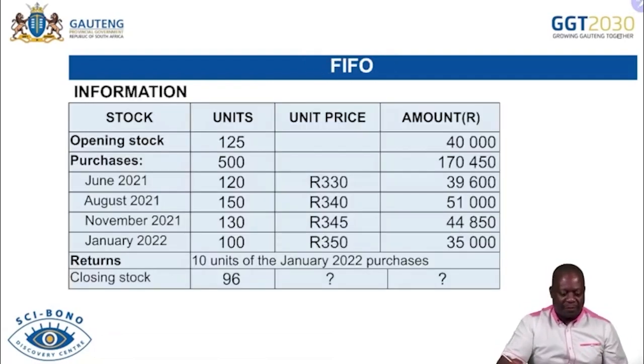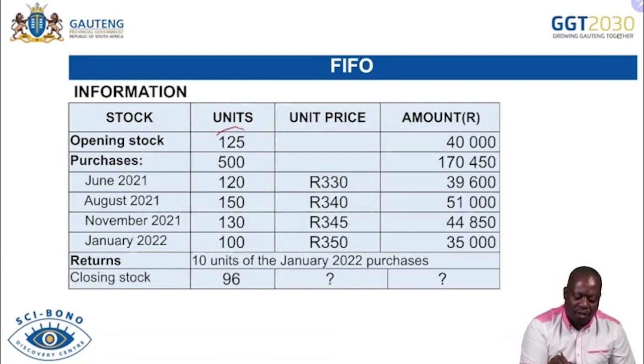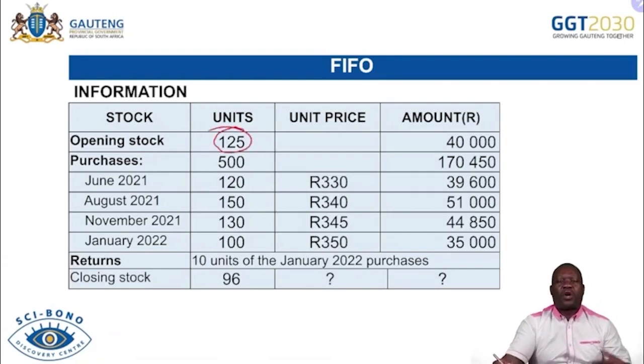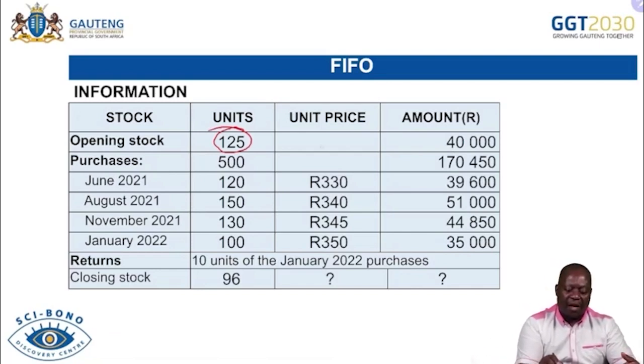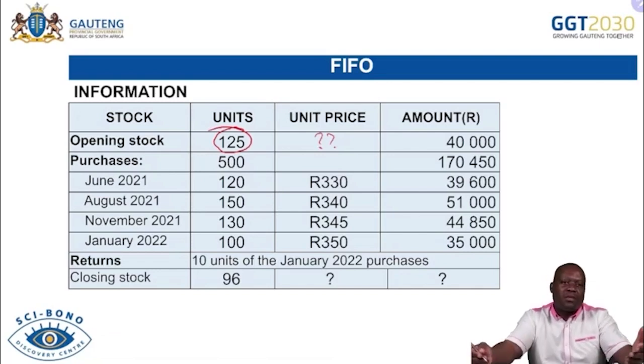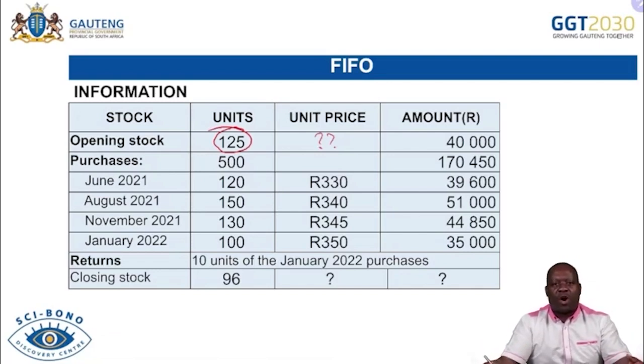So let's check here. According to this information, we started with 125 units. Opening stock, 125 units. And the value of these 125 units is 40,000. I think it's possible to find the unit price. It's possible. And you know how. We can divide 40,000 by 125 units. But anyway, it's not what we are looking for now.